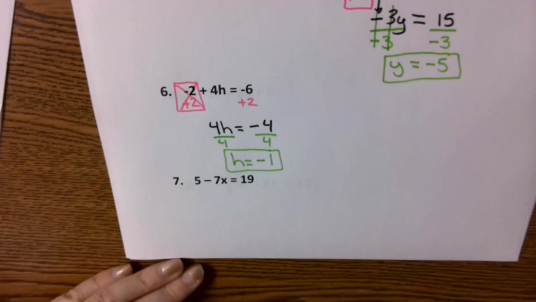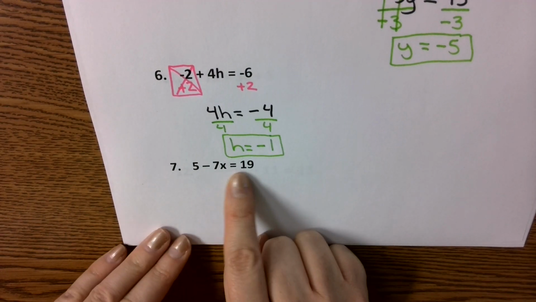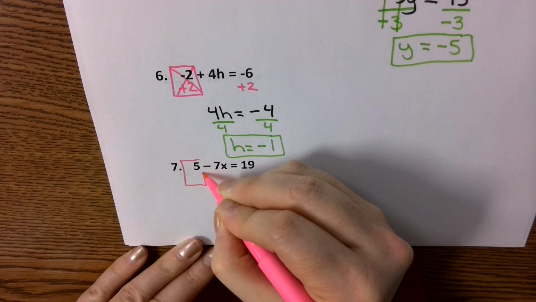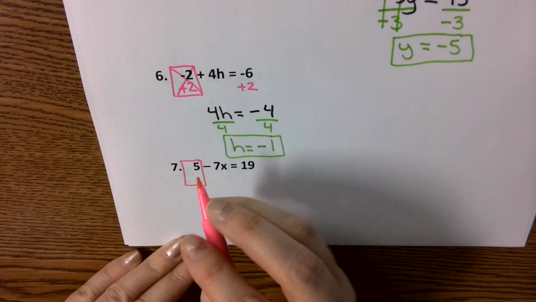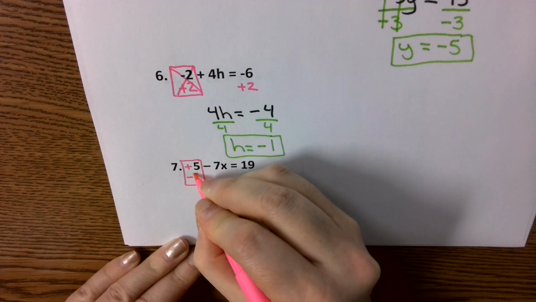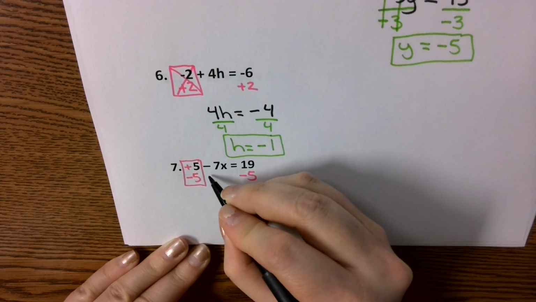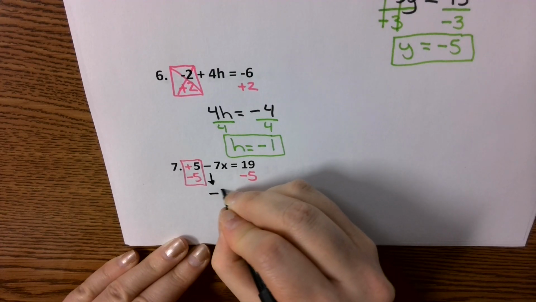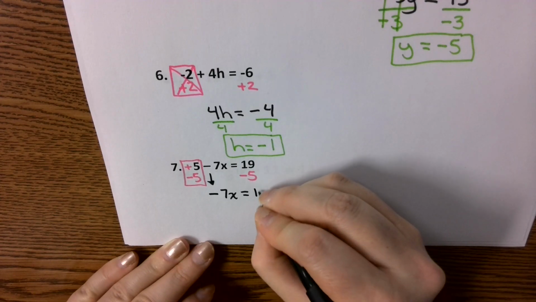And then our last one, we have 5 minus 7x is equal to 19. We want to get rid of the 5 first. There's no operation in front of it, so what do we put? A plus sign in front of it. So what does that mean we're going to do? Minus. We're going to subtract 5 from both sides. When we bring this down, that minus sign that says minus 7x now comes down like negative 7x. And 19 minus 5 is going to equal 14.